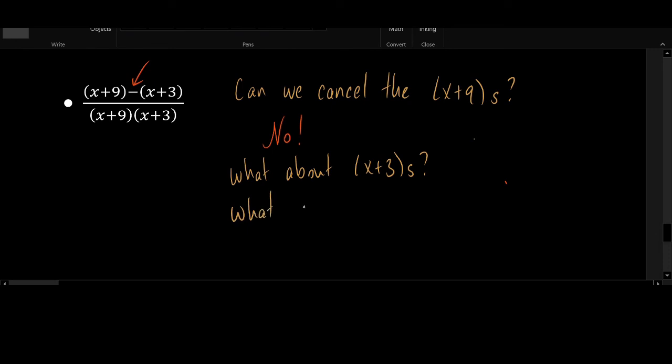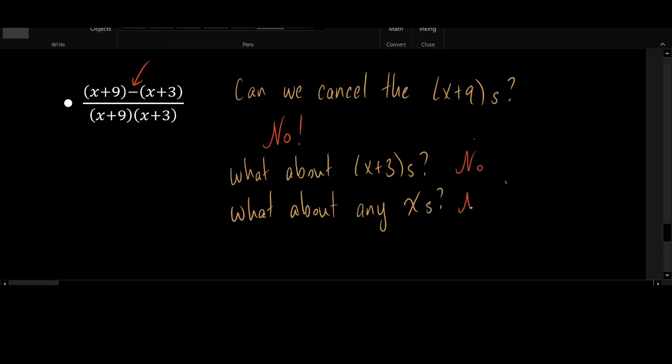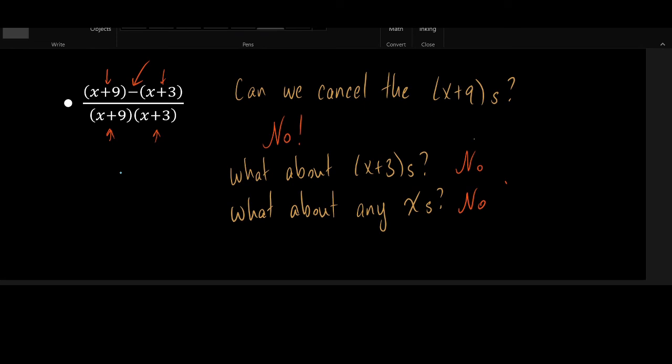Can we cancel any of the x's? And the answer is definitely still no, because all of the x's in this problem are in contact with a plus sign. So we can't cancel out any x's either. We cannot cancel out any 9's. We cannot cancel out any 3's. So there is not much that we can do in terms of canceling common factors in this fraction.